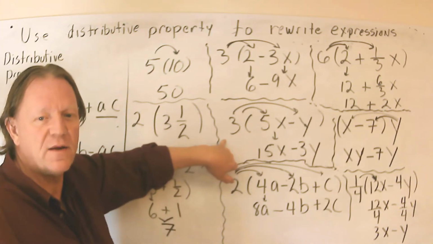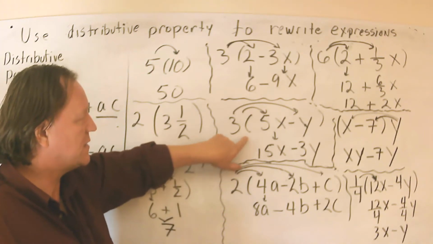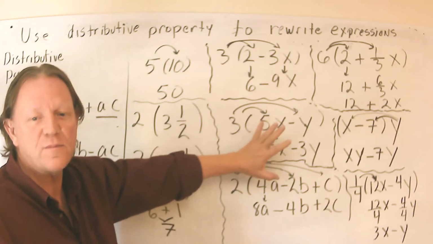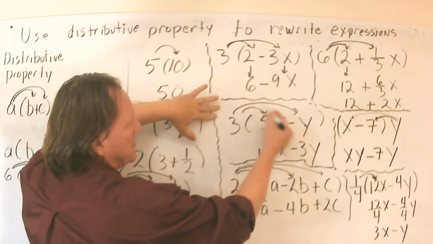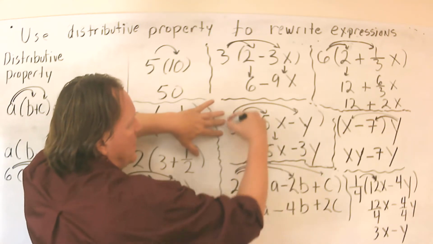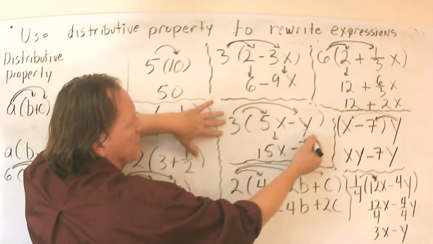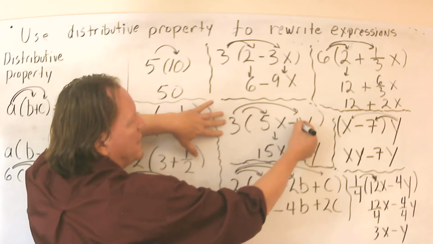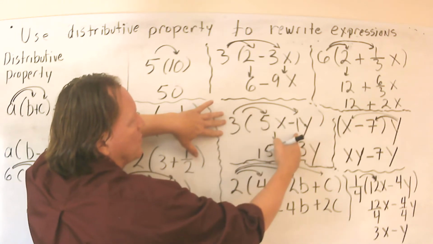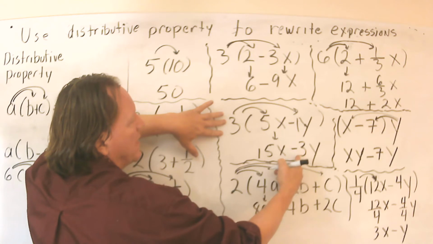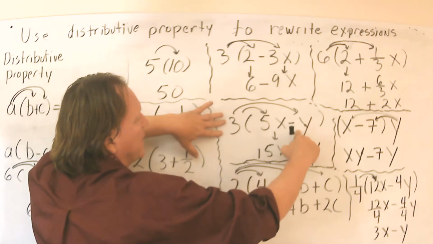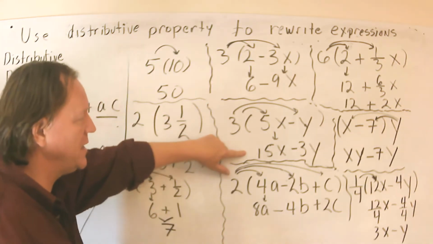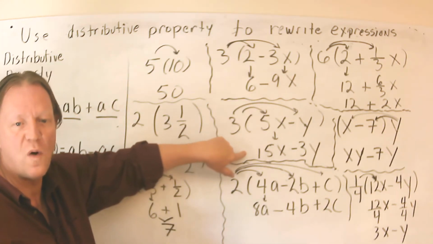Okay, let's go ahead and look at this next expression here. We're going to distribute the 3 to the 5x minus y in this parentheses. So that means we'll multiply 3 times 5x, and 3 times 5x is 15x. Then we'll multiply 3 times, and you can think of there as being a 1 inside of there. 3 times negative 1y is negative 3y. So we end up with 15x minus 3y.